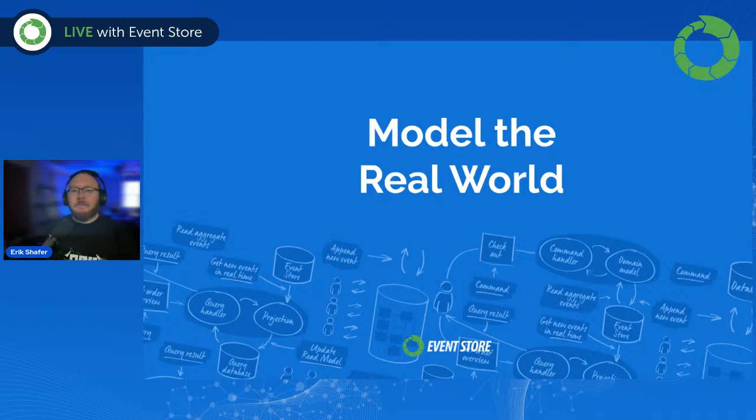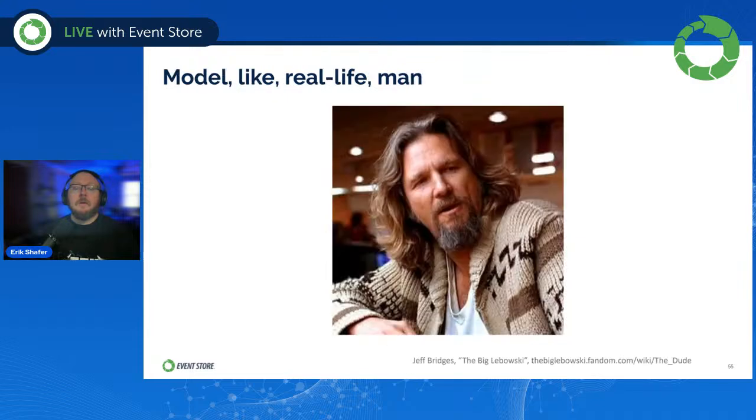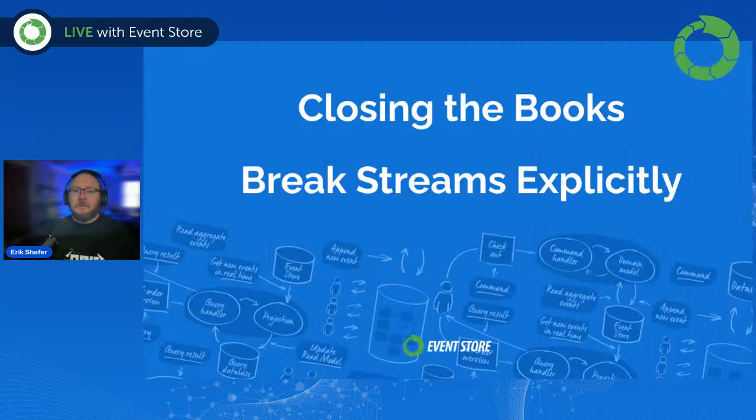So by modeling after the real world, and I'm not talking about MTV's The Real World for those that were around in the 90s, but you should model after real life. Think about how things are being done. Is there a beginning and end of this product life cycle? Well, let's do it explicitly. So I've heard the term called closing the books, which really is more accurate from the accounting world. I thought I was going to be an accountant at one point in my life, so that kind of rings true for me.